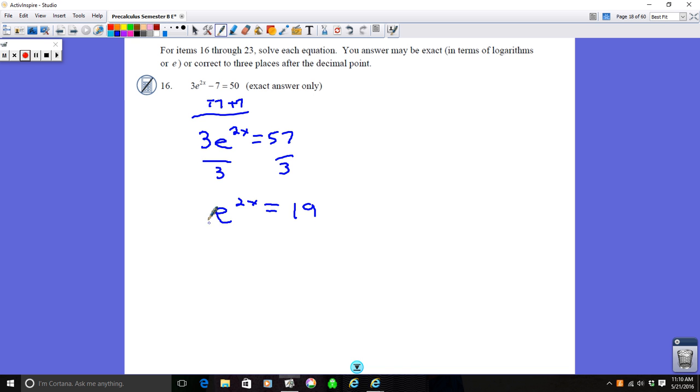To solve this, we need to use an inverse operation, and the inverse of e is ln, so we take the natural log of both sides. And we end up with 2x equaling the natural log of 19. Divide by 2. It wanted a no calculator answer, so we're going to leave it like that. x equals ln of 19 divided by 2.